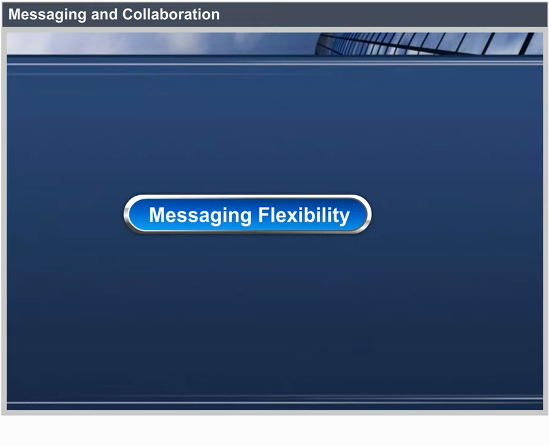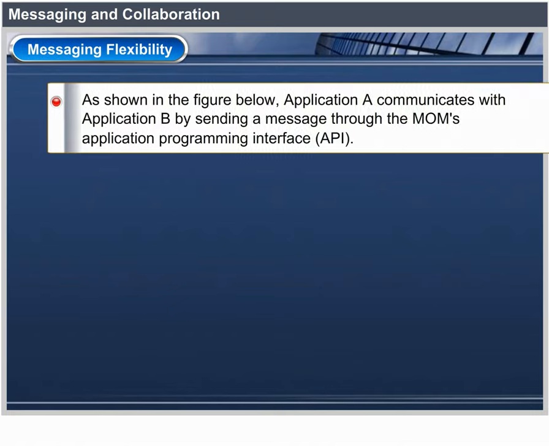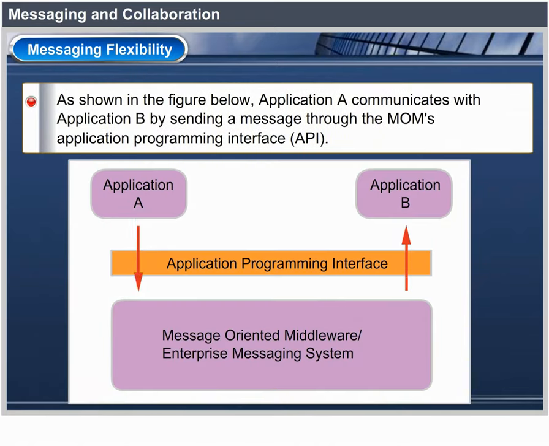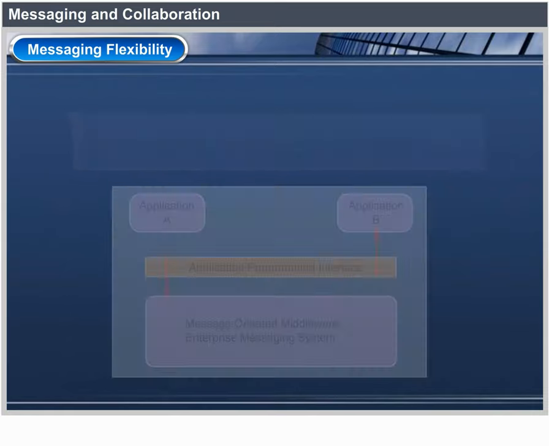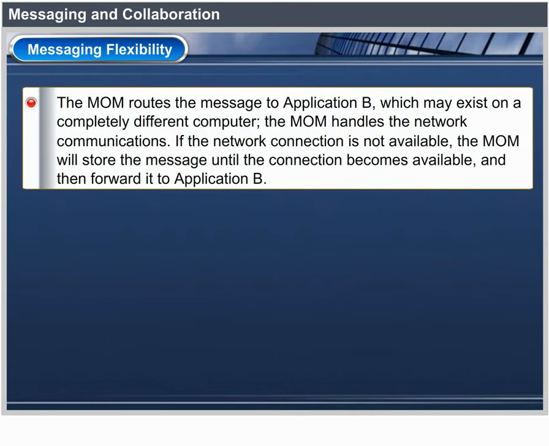Messaging flexibility. As shown in the figure below, application A communicates with application B by sending a message through the MOM's Application Programming Interface, API. The MOM routes the message to application B, which may exist on a completely different computer. The MOM handles the network communications. If the network connection is not available, the MOM will store the message until the connection becomes available and then forward it to application B.